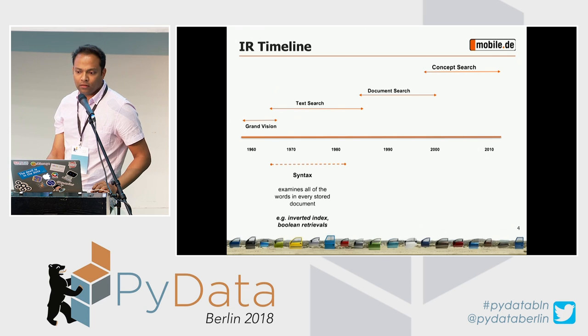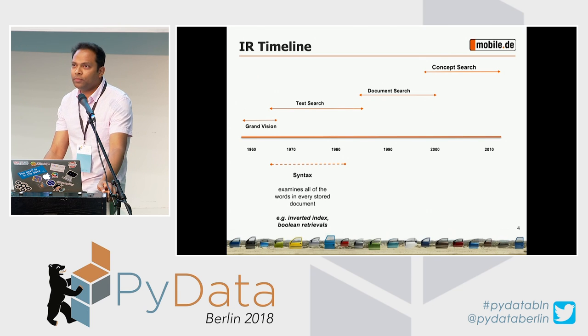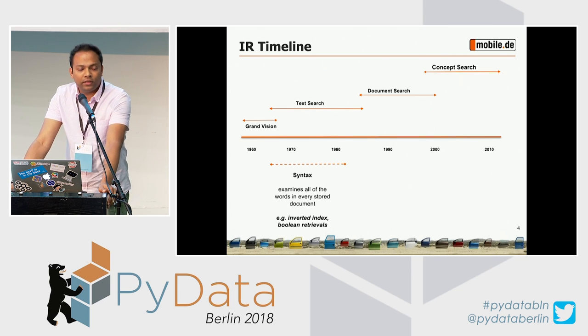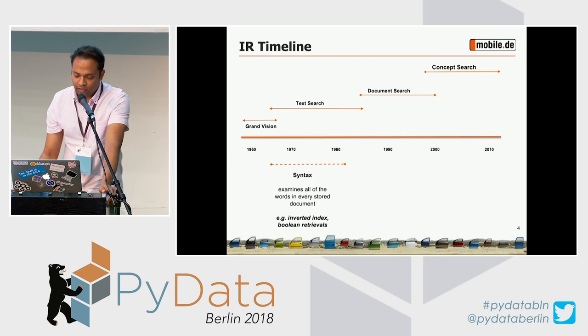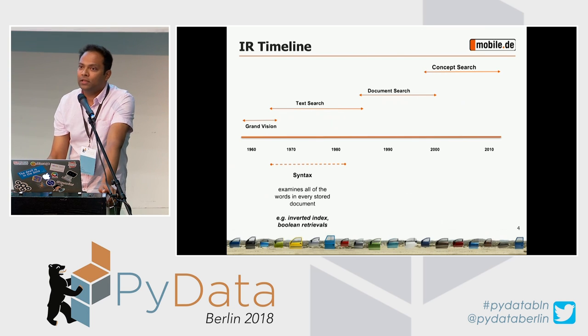If you want more familiar names for what text search or document search means, maybe these terms would help you. For example, text search is basically trying to touch every word you have in your documents, throwing away all the stop words or punctuation and stuff like that, and just indexing the ones which are meaningful. Inverted index, Boolean retrieval, these are some of the terms; I wouldn't go into the details for this.